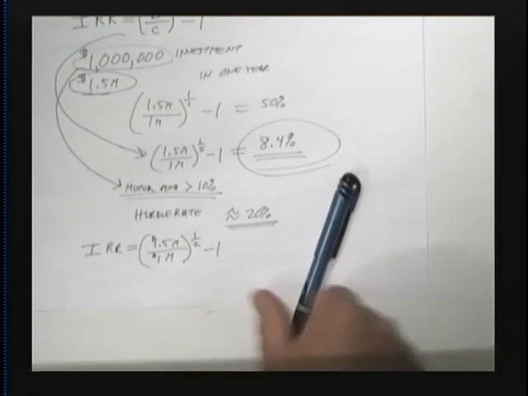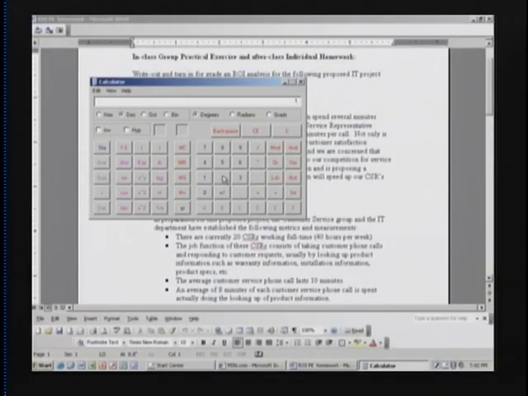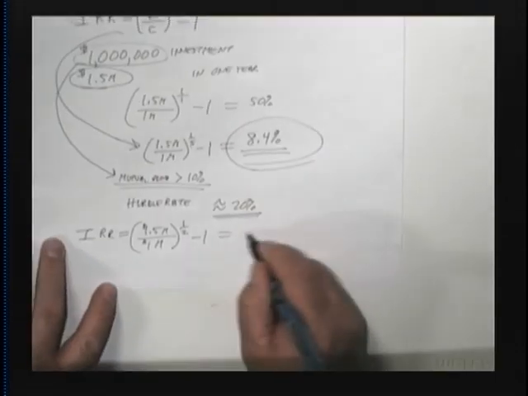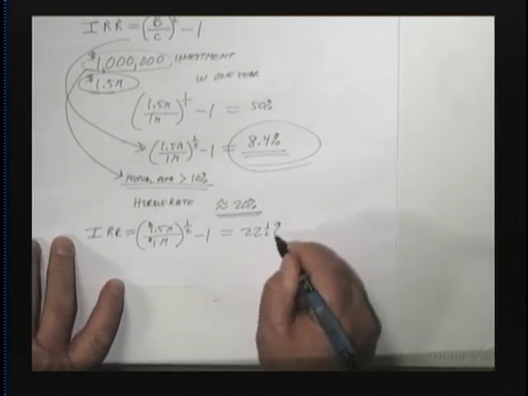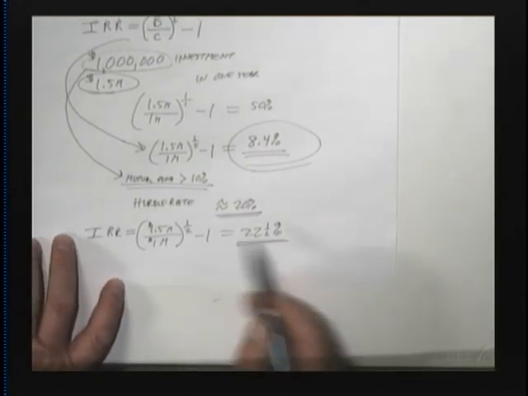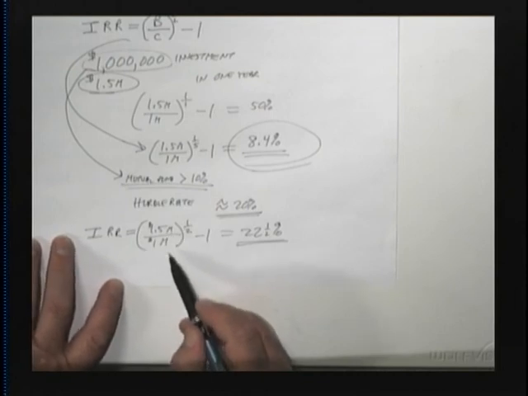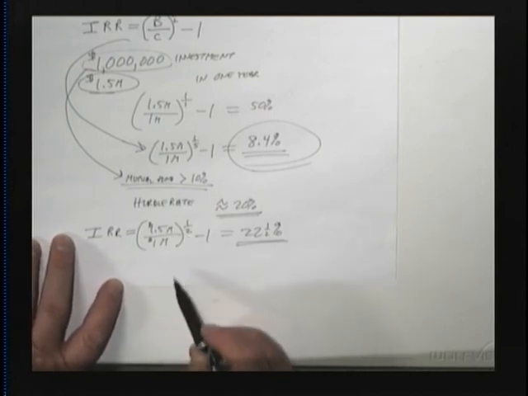Okay, let's go back to the calculator again. So we have 1.5 raised to the 0.5, which is 1/2. Okay, that turns out to be 1.22 minus the 1 here. All right, and we're left with 22.5%. All right, so this works out to be 22.5% internal rate of return if we can return that $1.5 million in just 2 years instead of 5 years.